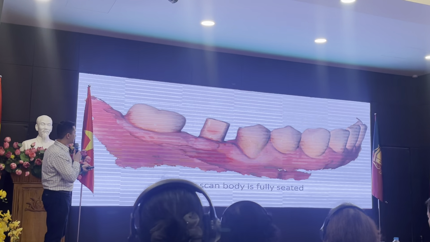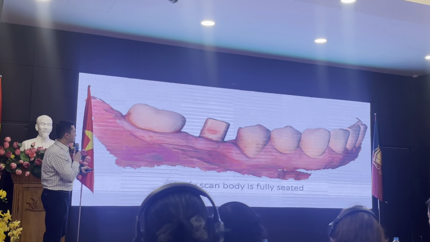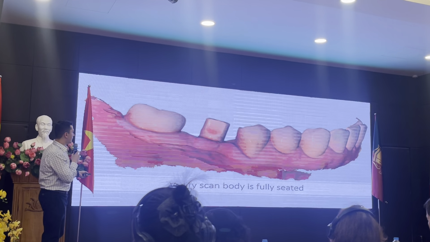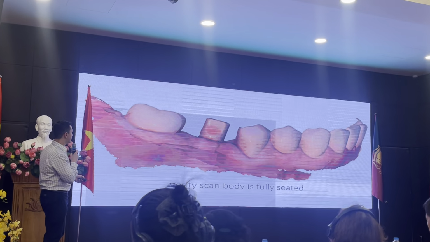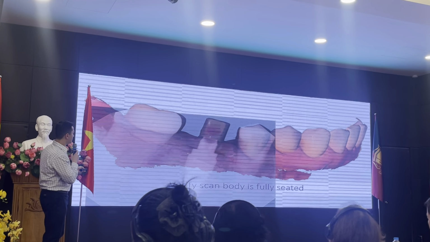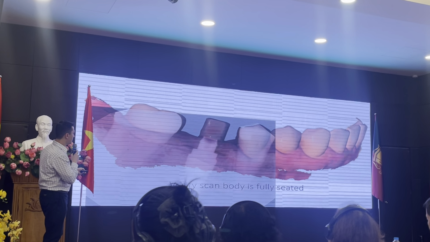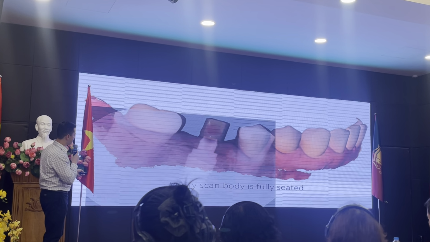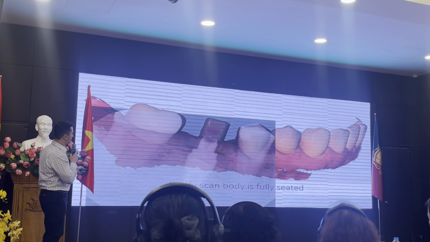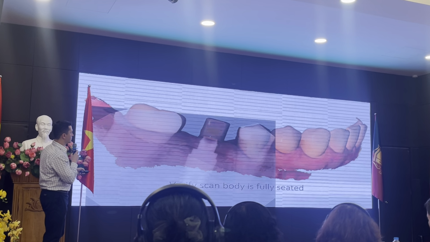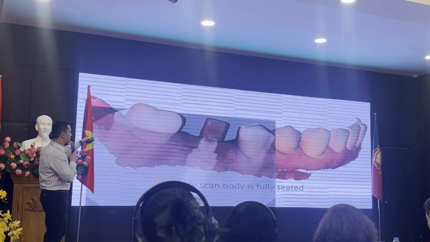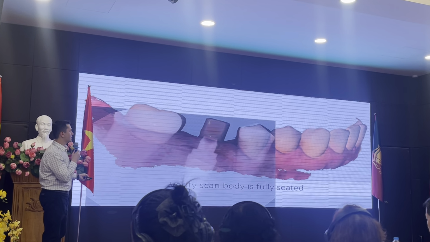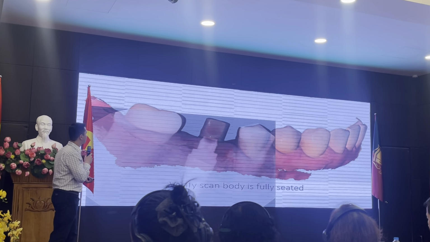We have to make sure this scan body, a digital post that helps us determine the position of the implant, is fully seated. We take an x-ray to check, because there's an internal hexagon that fits inside of the implant. Sometimes the scan body isn't fully seated and you have to reposition it, seat it even further, and take a new x-ray, because this will determine how the crown is made for the implant.